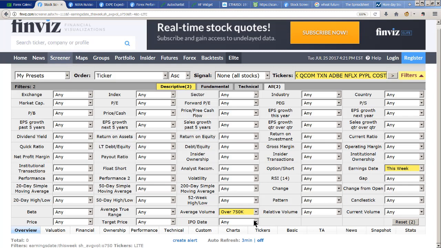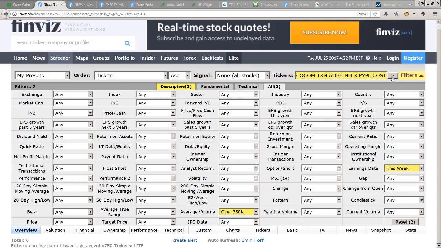The basics are, I want to find average volume over 750,000. If I'm looking for a long position, generally I'd rather the float be at least above 20%, although I won't always put that in here, the float over 20. But that's an easy one to plug in to whittle the list down. The reason the list is going to be whittled down really easily is because I put the earnings for this week. So right now you'll notice I've just got two settings here, over 750 and earnings this week.